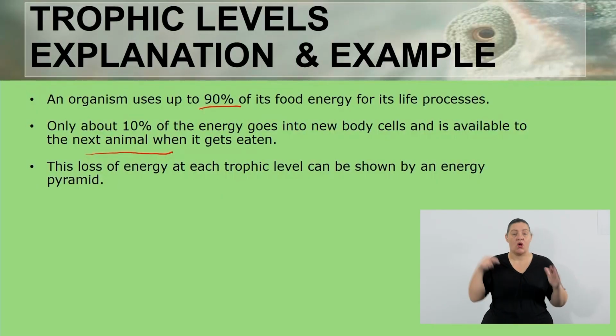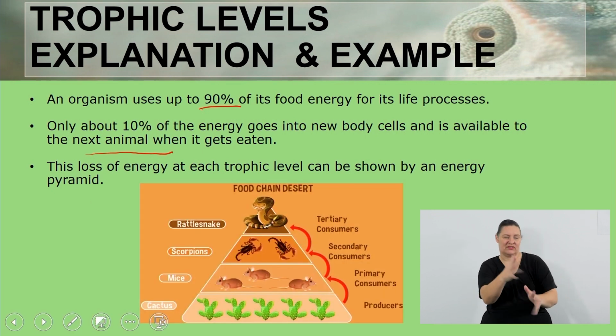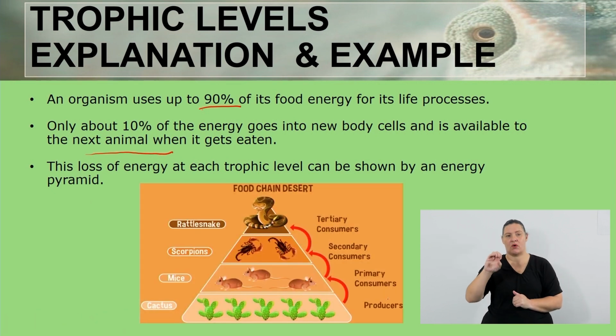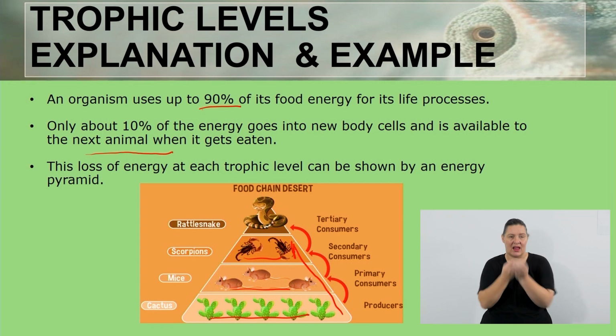So the loss of energy at each trophic level can be shown by an energy pyramid, which you've already seen. So the trophic levels are showing us how much energy is available at each level, and then how the energy is spent going up until the last part where we have our tertiary consumers.